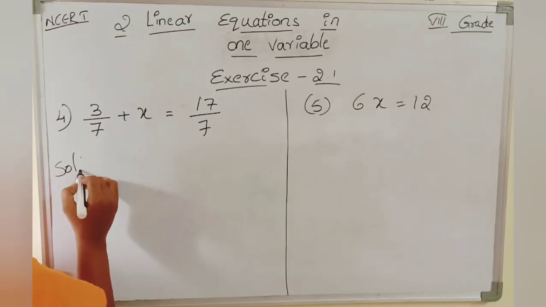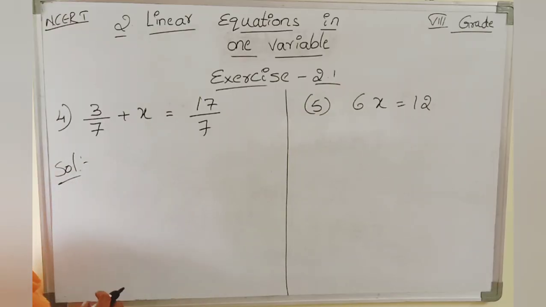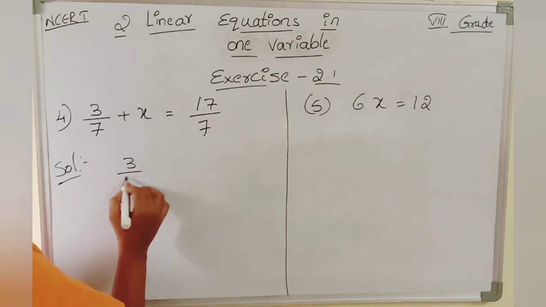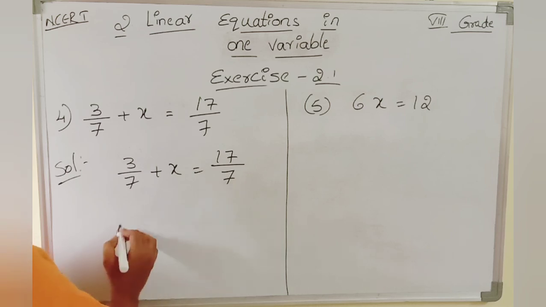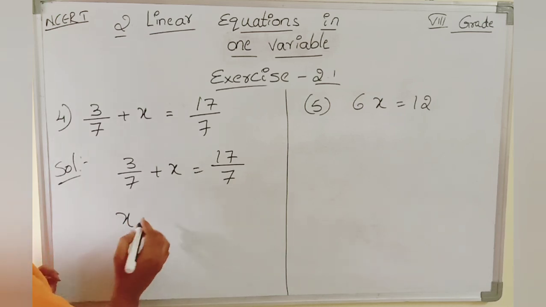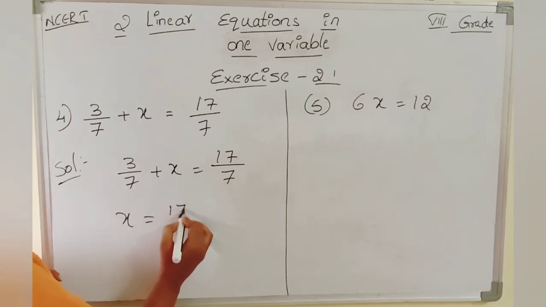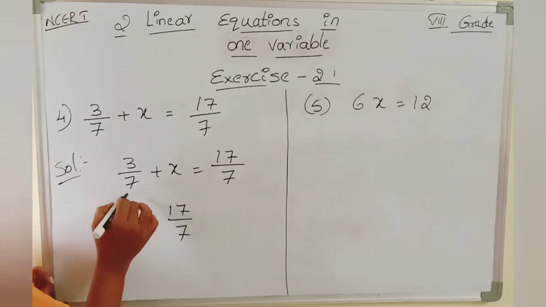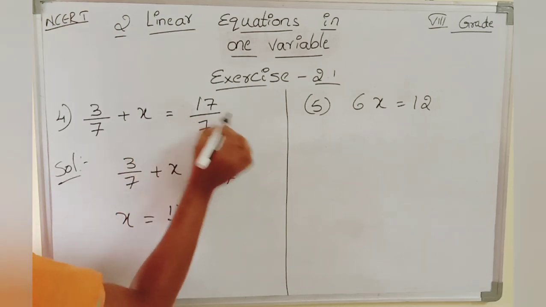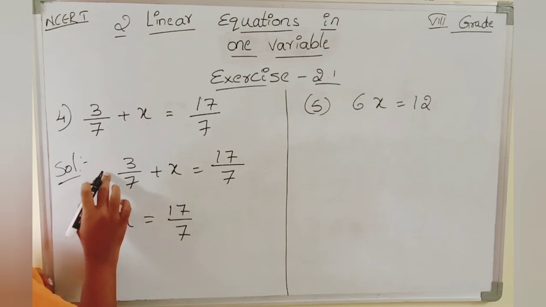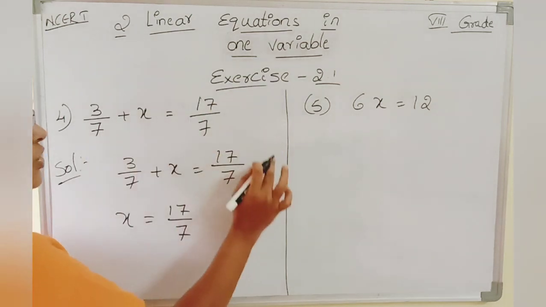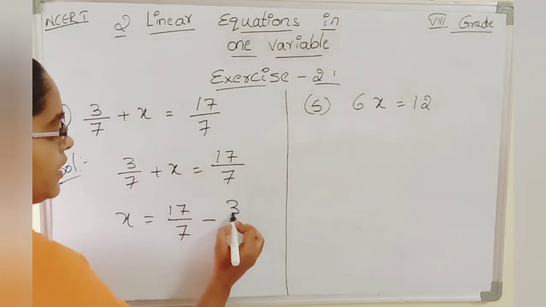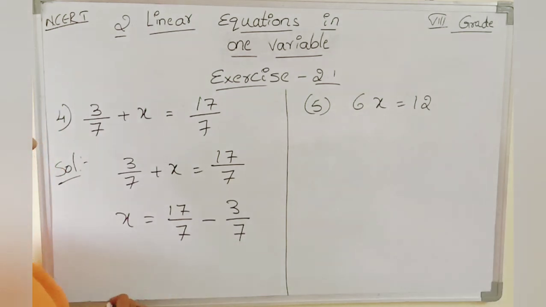3 by 7 plus x is equal to 17 by 7. So in 3 by 7 plus x is equal to 17 by 7, I want only x on the LHS. So x is equal to 17 by 7, and this 3 by 7 I am sending to the opposite side. Before this 3 by 7 no symbol is there, which means it has a plus sign. So whenever we are sending a positive number from LHS to RHS, it becomes negative. So it becomes minus 3 by 7.